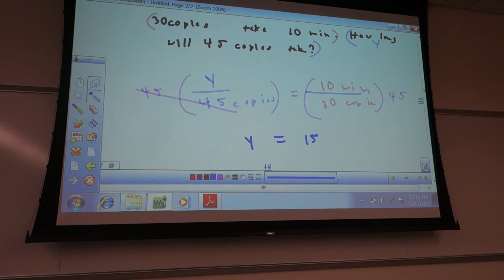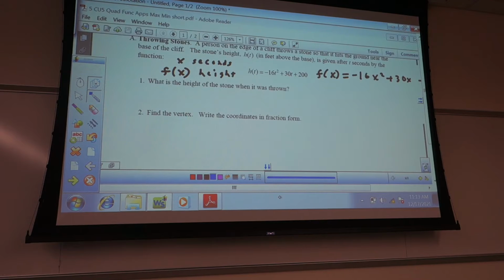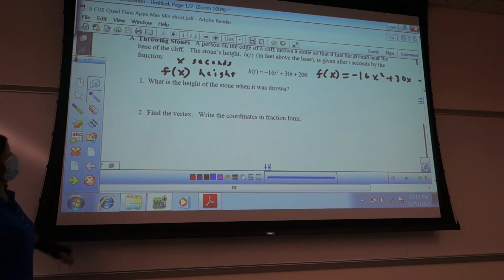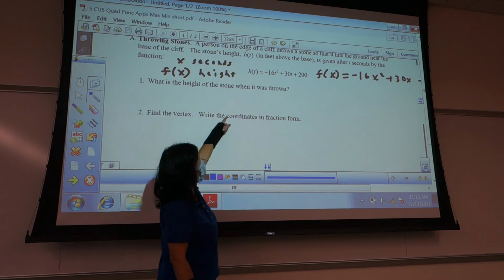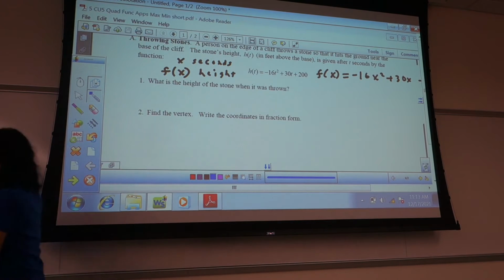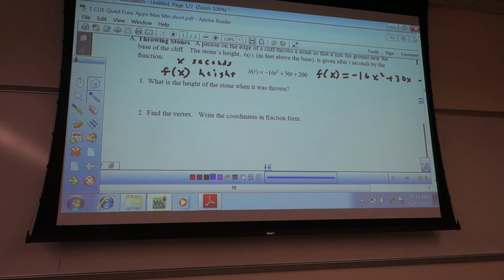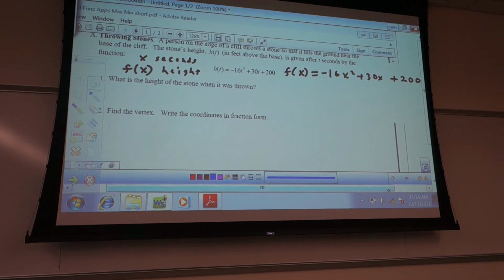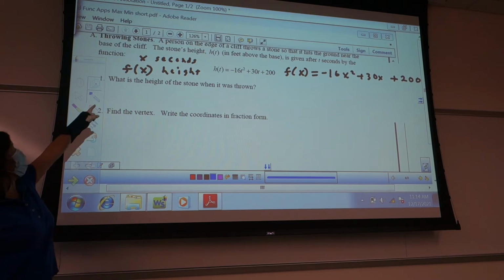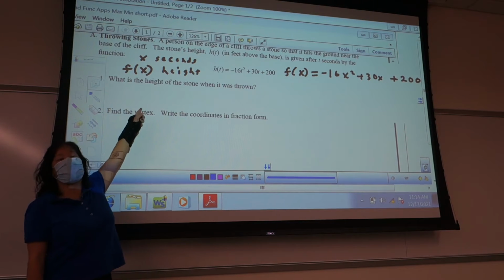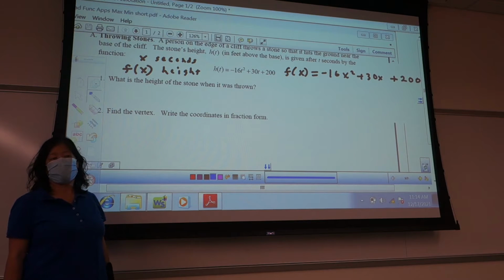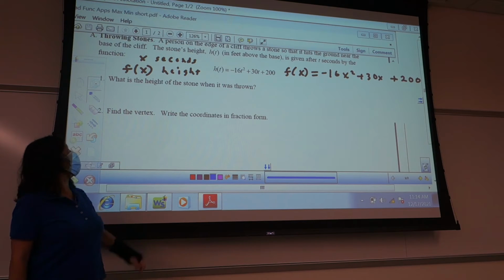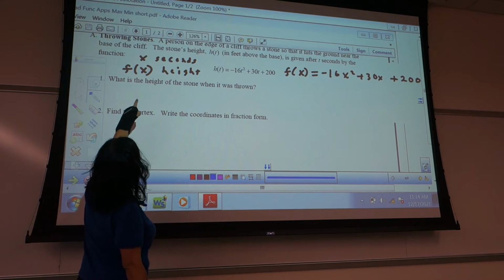So here, what is the height? What's the height of the stone when it was thrown? So make that the y? Well, actually, they gave you the y, so you're not making anything. You have no choices in this. So, what is the height? Is my height my x or my y? Well, according to this, it's your x, but I don't know. Where does it say that? It says the y is the height.